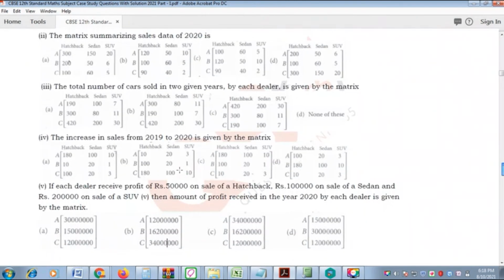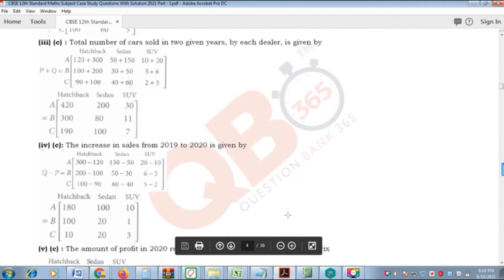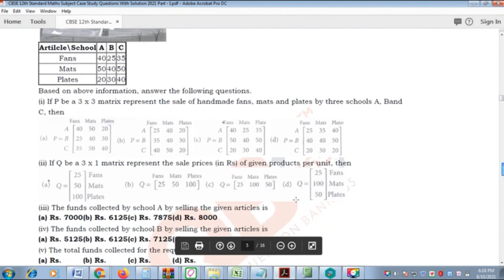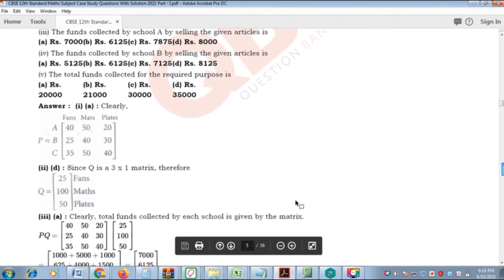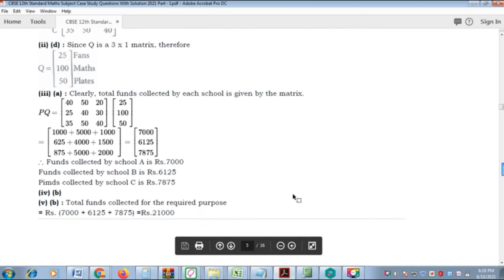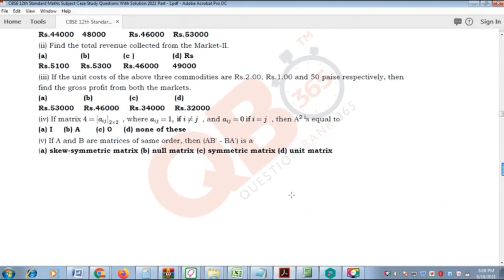Sorry guys, I just scrolled down here. We are highlighting that section of questions and also the answer keys. It will be more helpful for you.